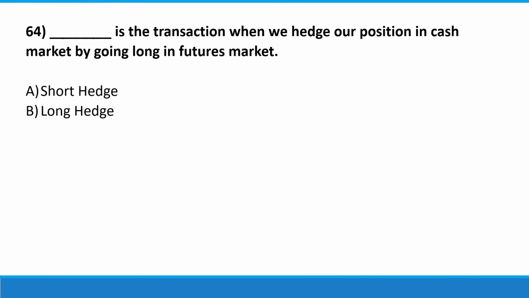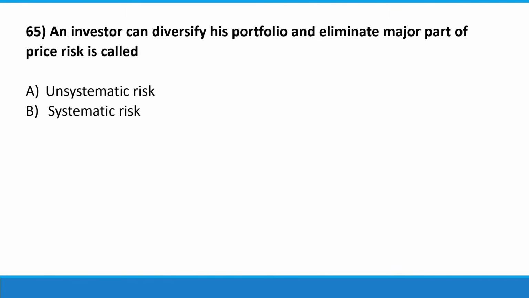What is the transaction when we hedge our position in cash market by going long in futures market? Option A, short hedge. Option B, long hedge. The correct answer is option B, long hedge. An investor can diversify his portfolio and eliminate major part of price risk is called option A, unsystematic risk. Option B, systematic risk.